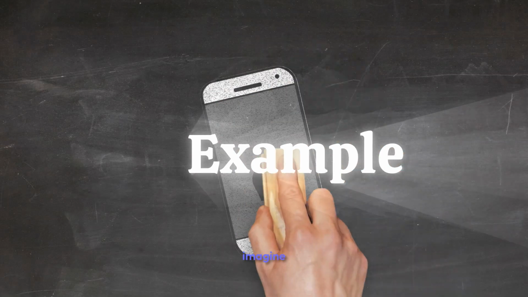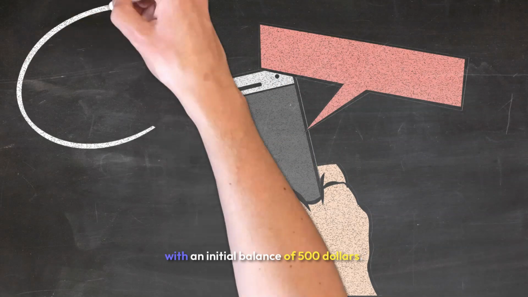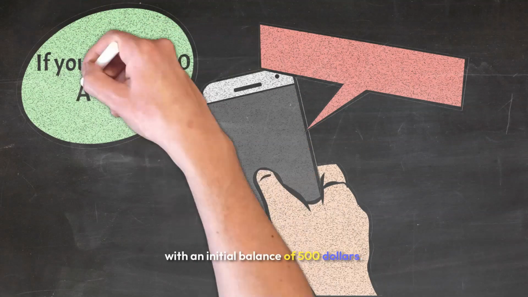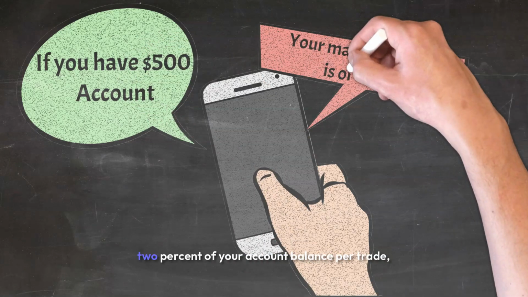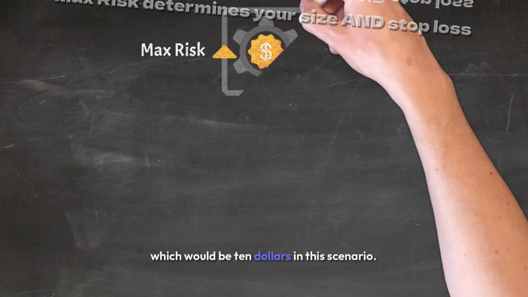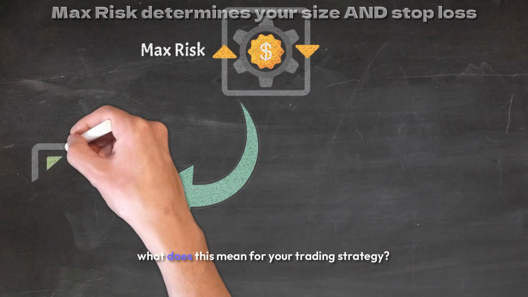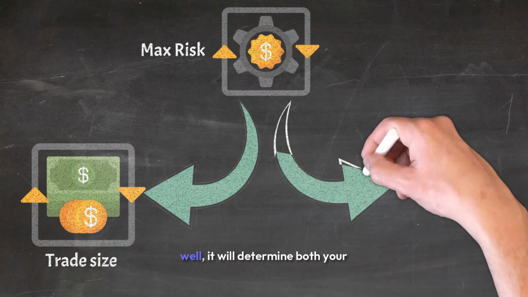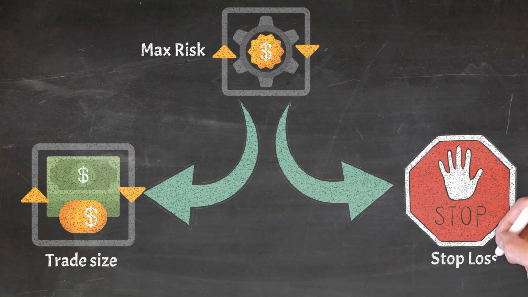For example, imagine you have just opened a trading account with an initial balance of $500. You can only risk 2% of your account balance per trade, which would be $10 in this scenario. So what does this mean for your trading strategy? Well, it will determine both your stop loss and trade size.